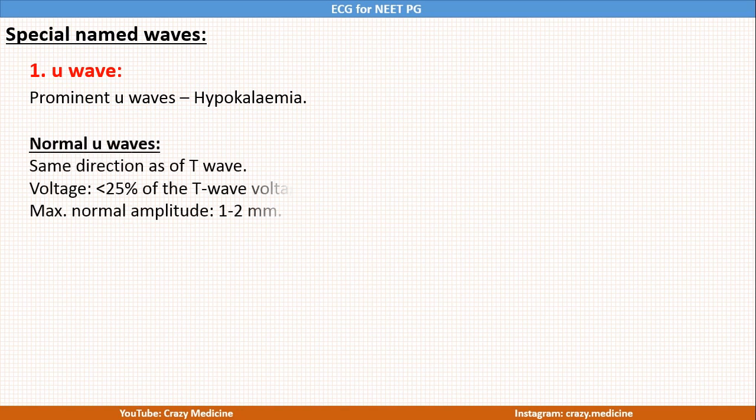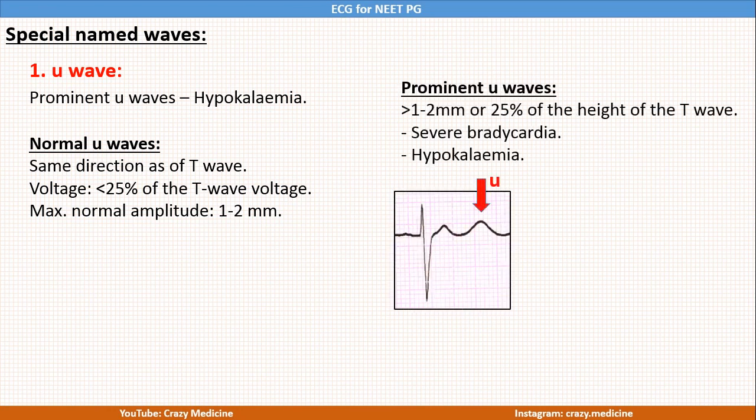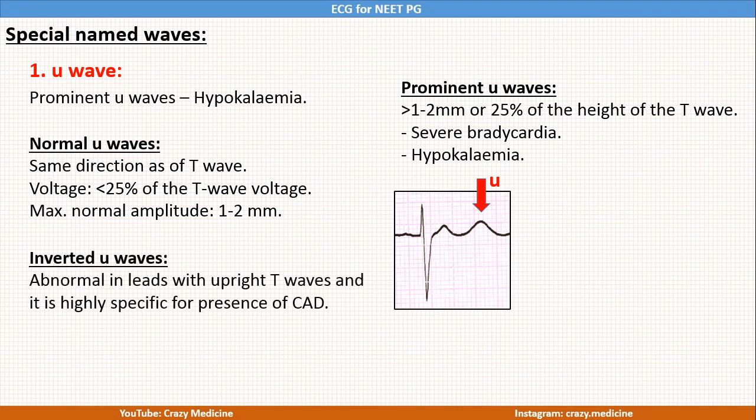U waves are considered normal if they are in the same direction as T waves, or voltage is less than 25% of T waves, or maximum normal amplitude is 1 or 2 mm. It is prominent if it is more than 1 to 2 mm or more than 25% of the height of the T wave, and it is present in severe bradycardia and hypokalemia. Inverted U waves are considered abnormal in leads with upright T waves, and it is highly specific for coronary artery disease.